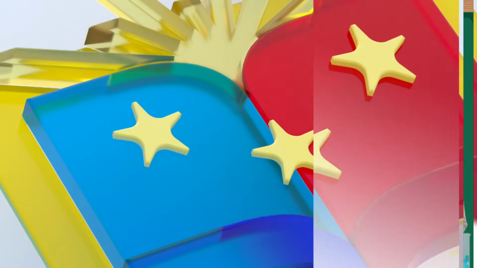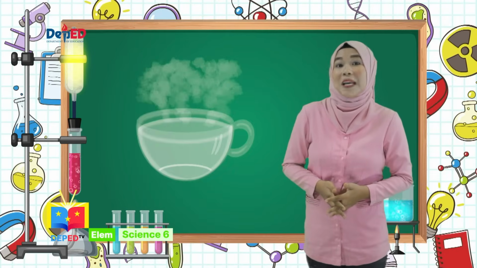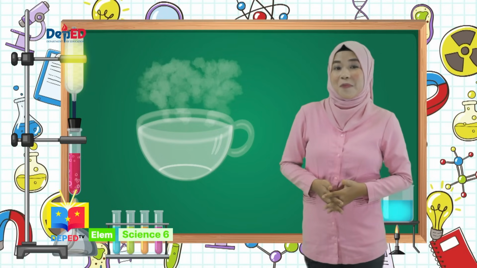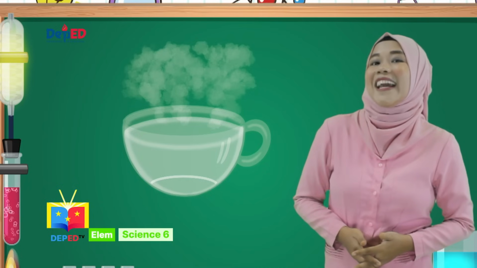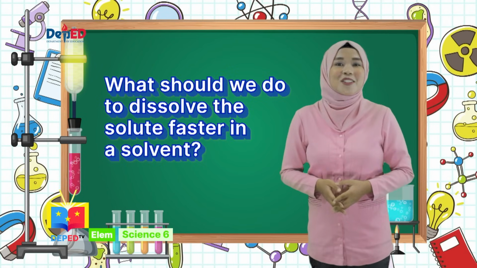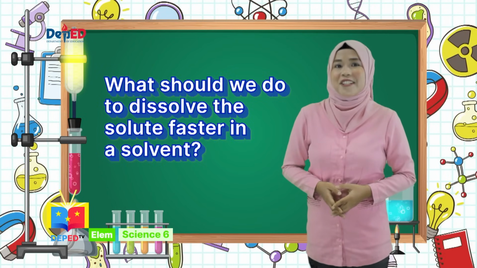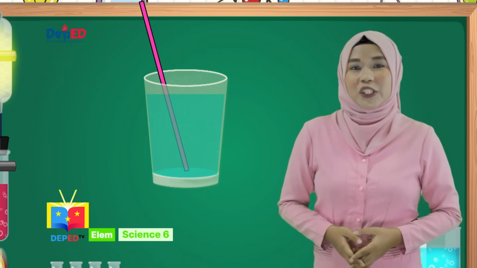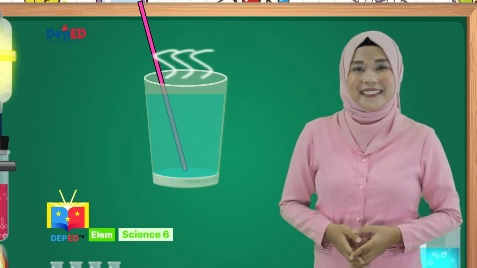Excellent! What factor of solubility tells how hot or cold is the solvent mixed in a mixture? Great! Temperature of solvent. What should we do to dissolve the solute faster in a solvent? Very good! We can add hot water or stir it thoroughly.